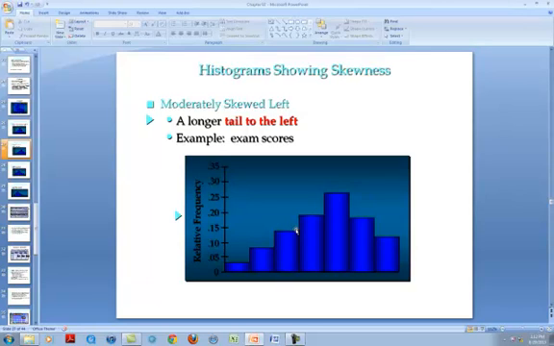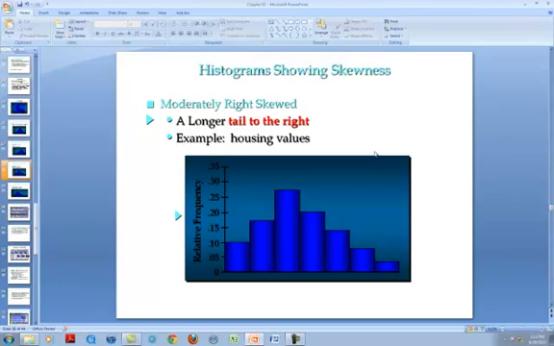What do you guess is the next type of histogram we will consider? What's next is what's called moderately skewed to the right. As you can see, there is a tail to the right. One example is housing values. Why do you think that is so? Please take a moment to consider.